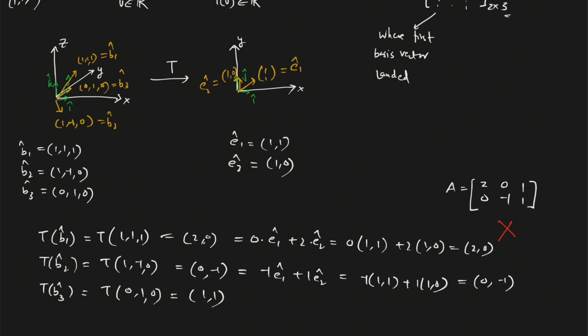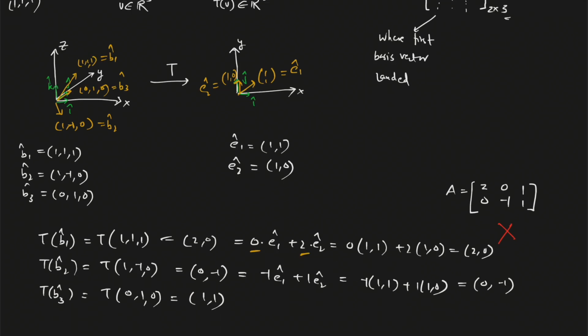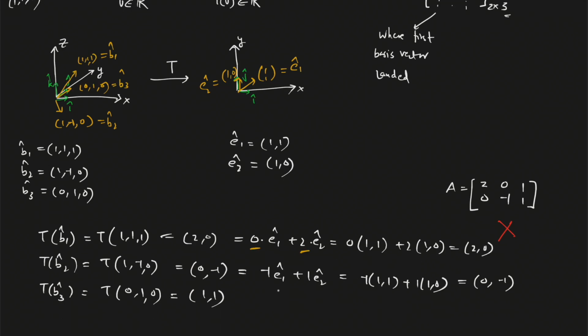Here we need 2 comma 0, and we already know that E2 is 1 comma 0. So this 2 comma 0 is nothing but a scaled version of E2. So E1 will contribute nothing, that's why its contribution is 0. Whereas T times B1 hat is nothing but 2 times E2, so I have taken 2 here. Similarly, you need to put in some effort, but you will easily get this linear combination.